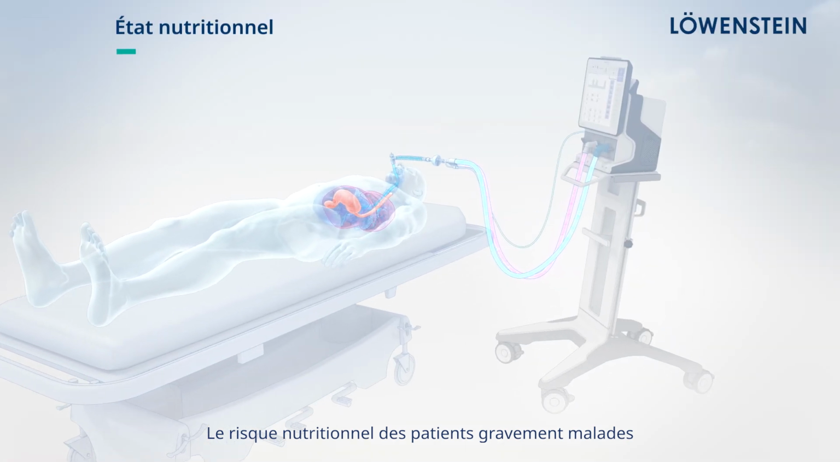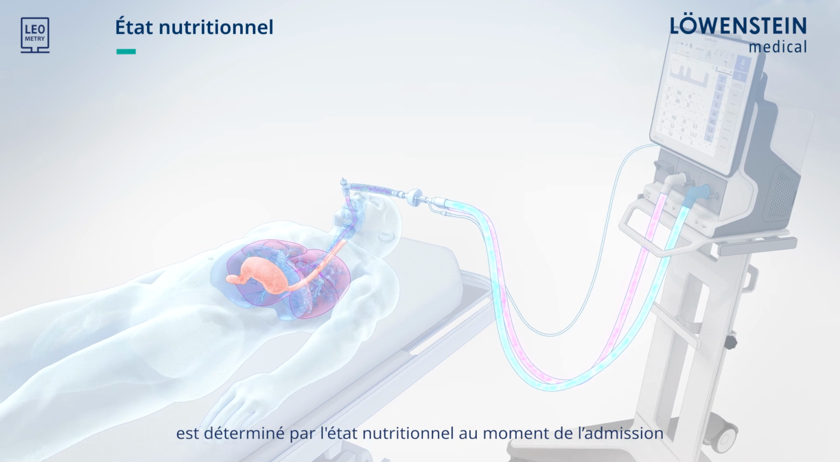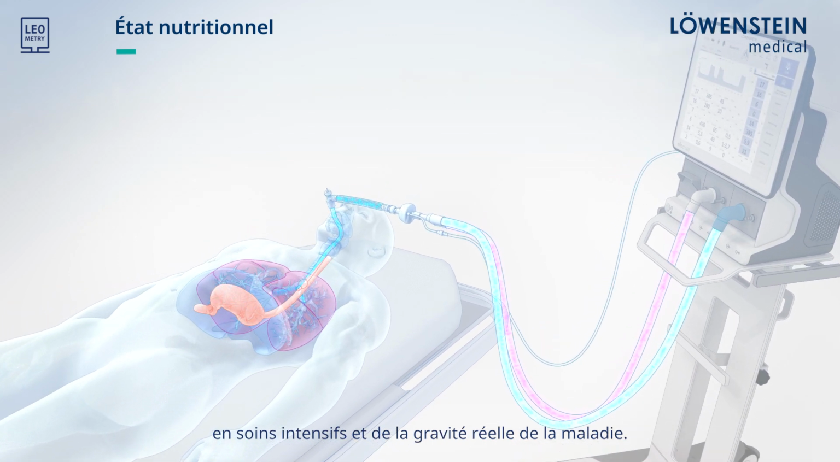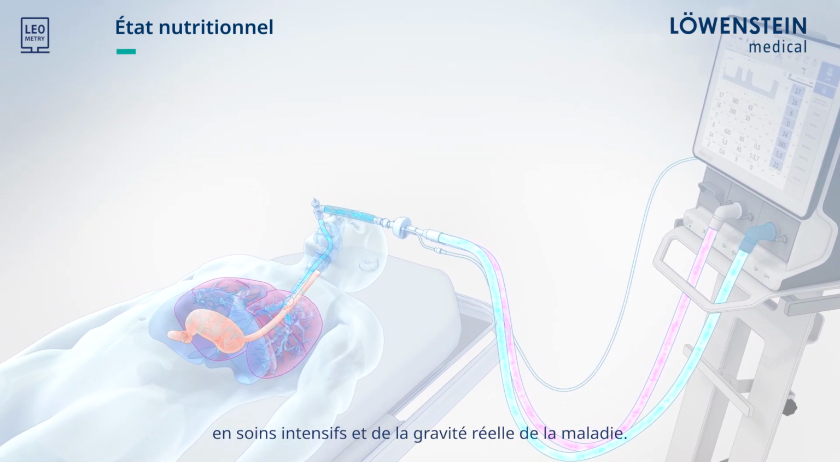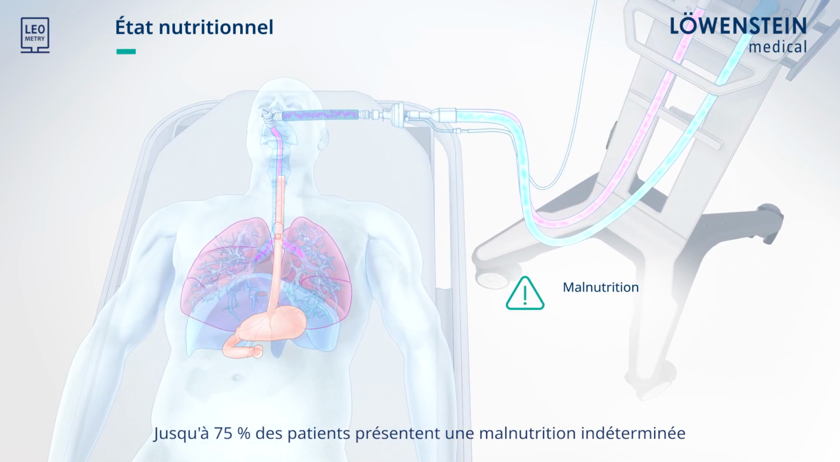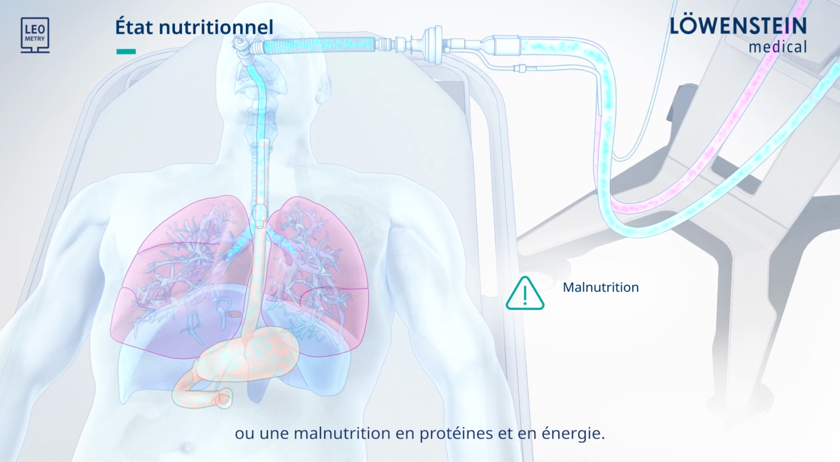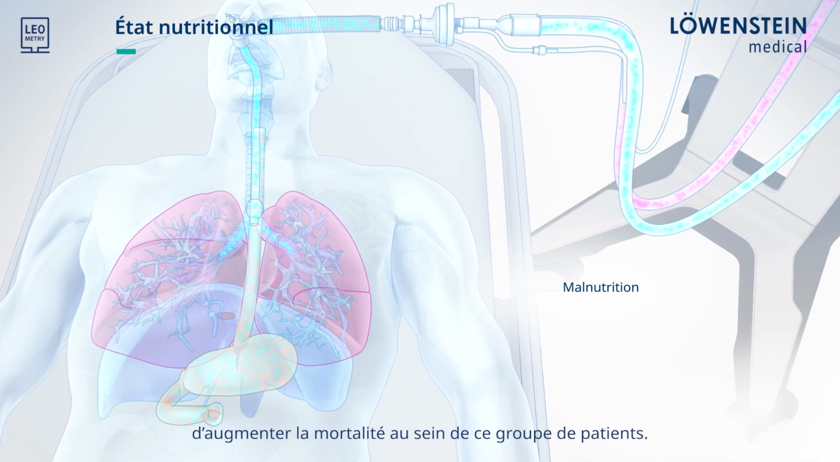The nutritional risk of critically ill patients is determined by their nutritional status at the time of admission to the ICU and their current severity of illness. Up to 75% of all intensive care patients suffer from non-specific malnutrition or protein energy malnutrition. This increases the mortality rate of this patient group.